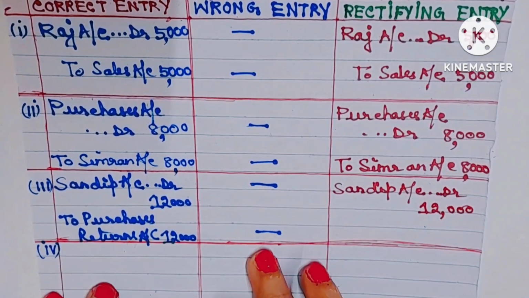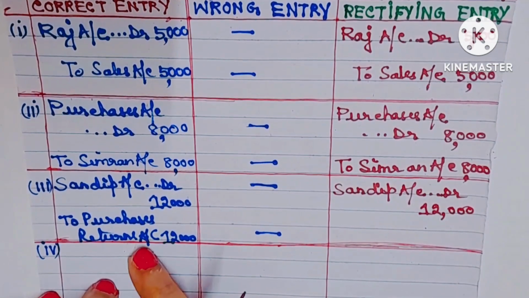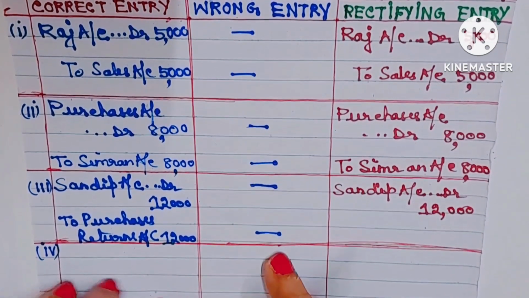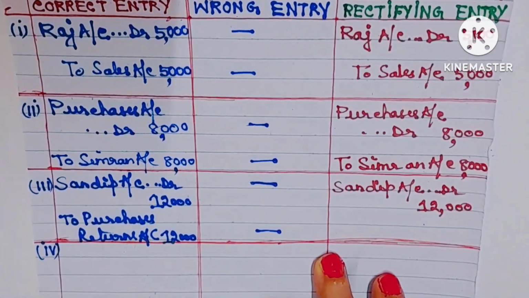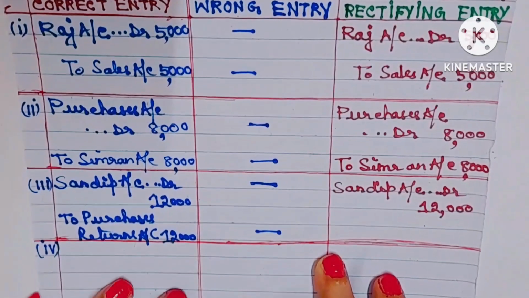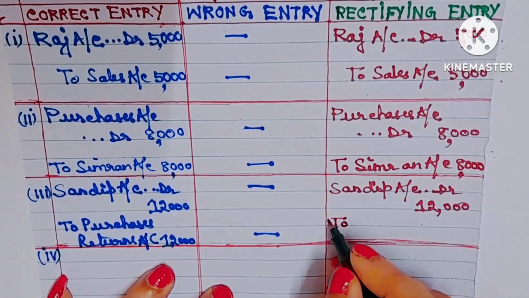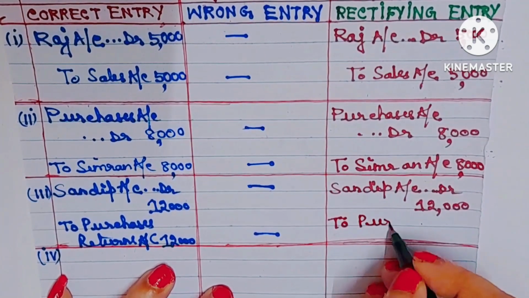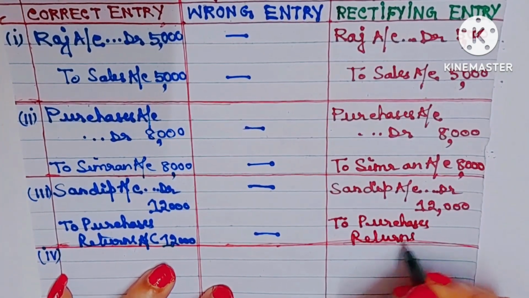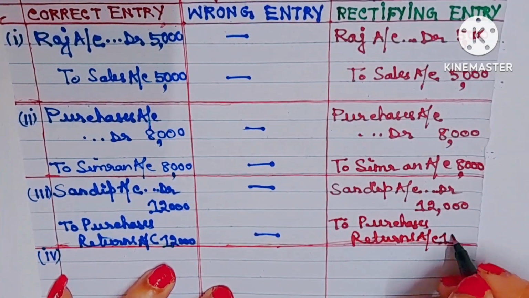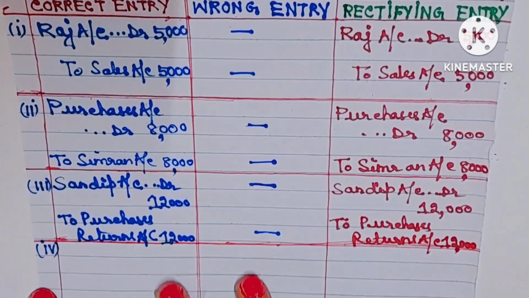Now let's compare the credit entry also. See, the correct entry on the credit side is 2 purchases returns account 12,000. And let's see the wrong entry. On the credit side of the wrong entry is dash. So we have to rectify the wrong entry. So how to rectify? Just write the correct entry on the credit side, 2 purchases returns account 12,000.